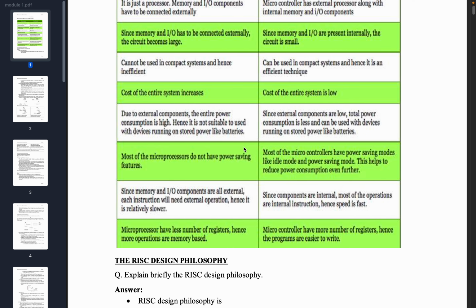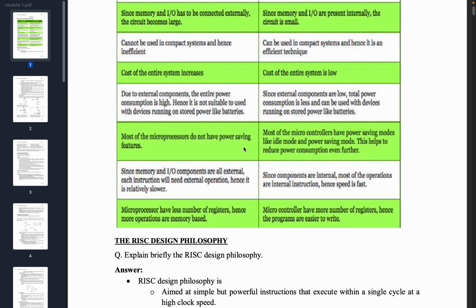The last point: the microprocessor has a smaller number of registers, hence more operations are memory based. Microcontrollers have a larger number of registers, hence programs are easier to write. That is the difference between the microprocessor and the microcontroller.